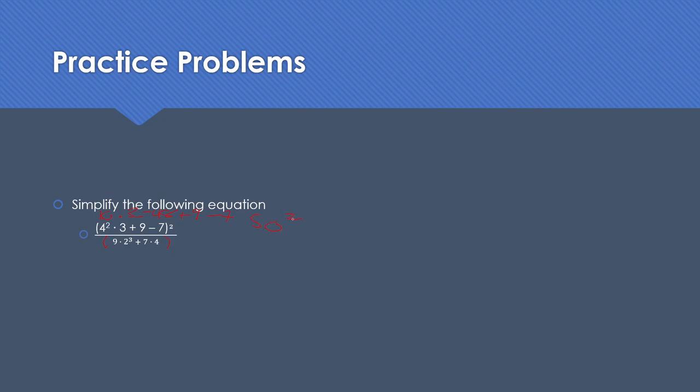So 48 plus 9 minus 7 is going to give you 50, squared, divided by, again, 9 times 2 cubed plus 7 times 4. So 2 cubed is 8, so 9 times 8 is 72. 7 times 4 is 28. So 72 plus 28, which is 100. So that is equal to 2,500 over 100, or 25.